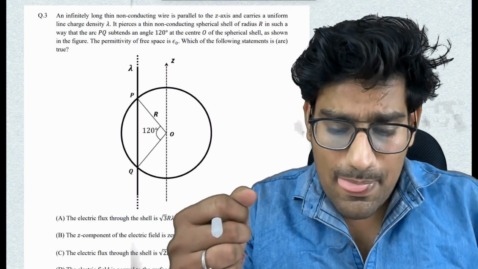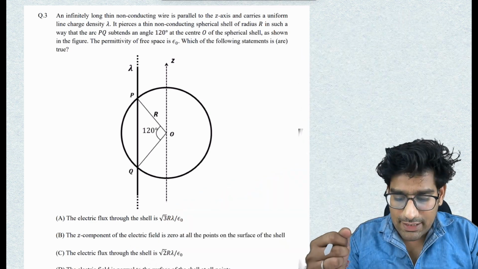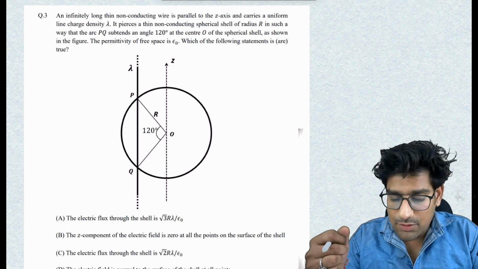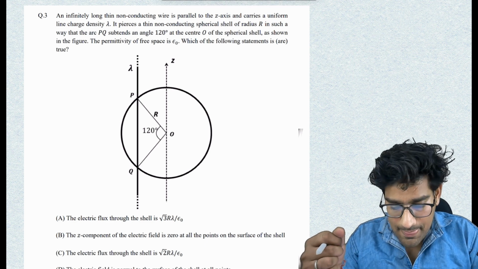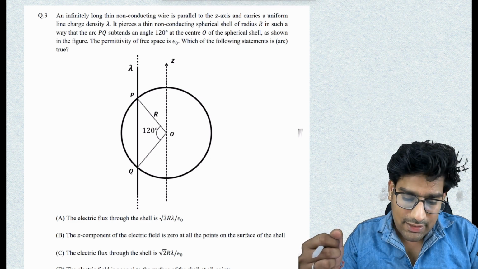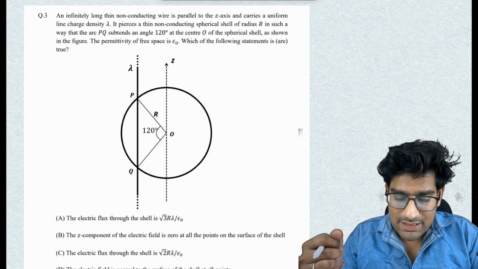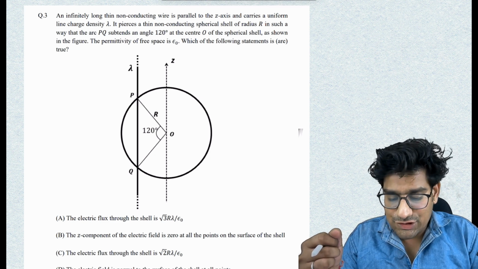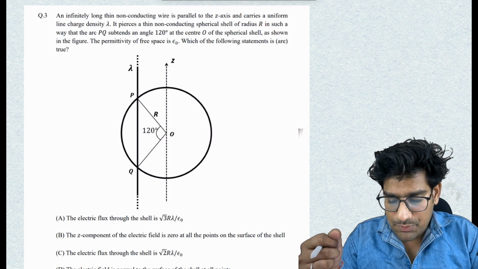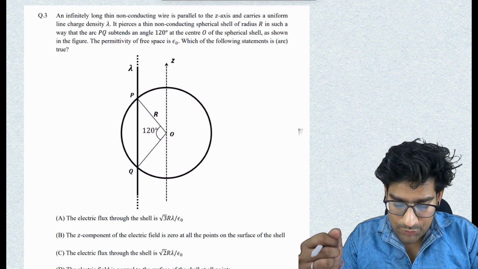So it is given that an infinitely long thin non-conducting wire is parallel to the z-axis and carries a uniform line charge density lambda. It pierces a thin non-conducting spherical shell of radius R in such a way that arc PQ subtends an angle of 120 degrees at the center O of the spherical shell, as shown in the figure. The permittivity of free space is epsilon naught. Which of the following statements is or are true?